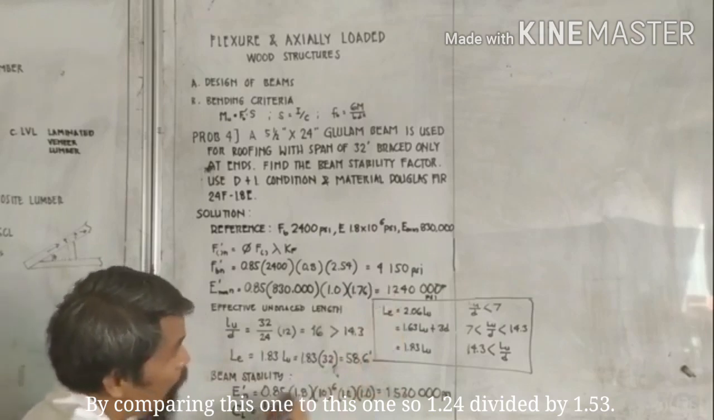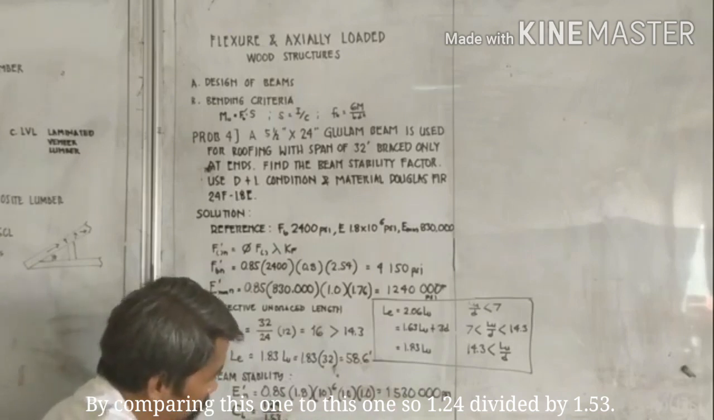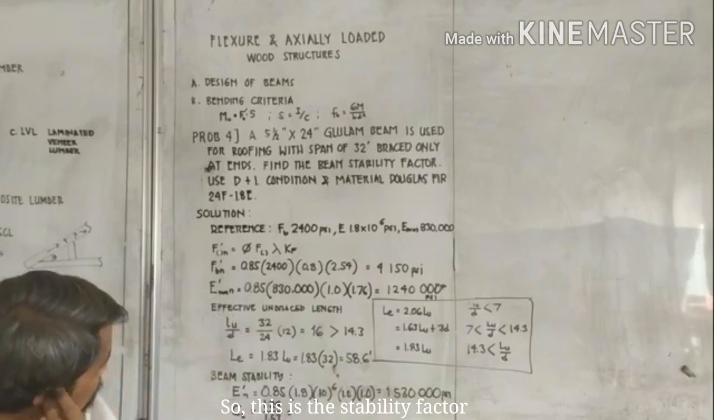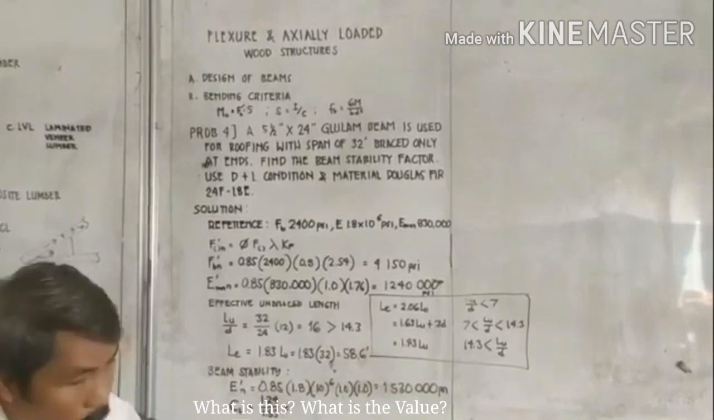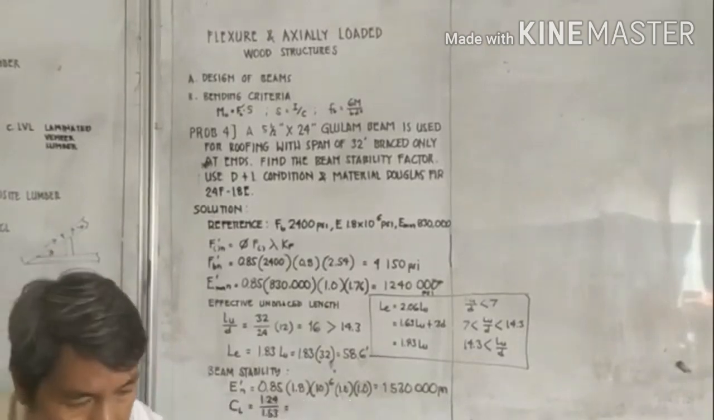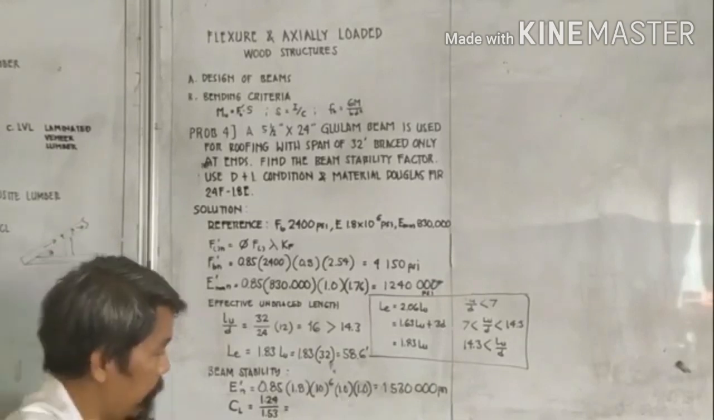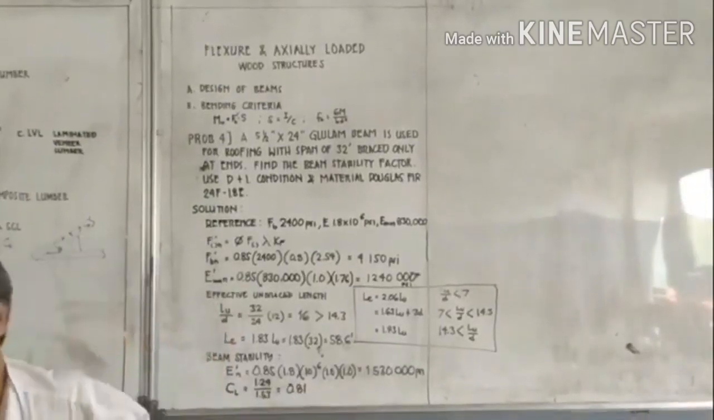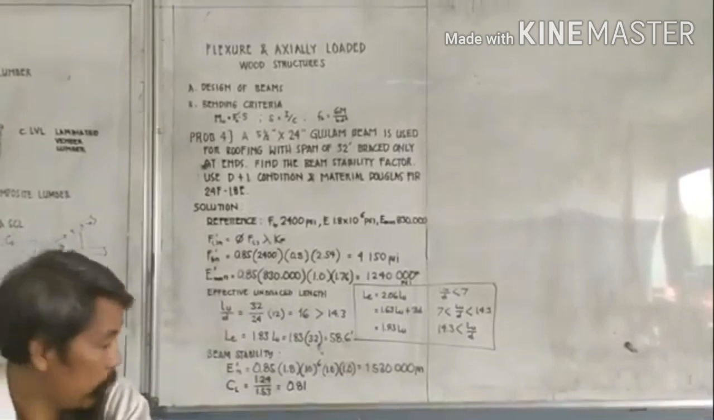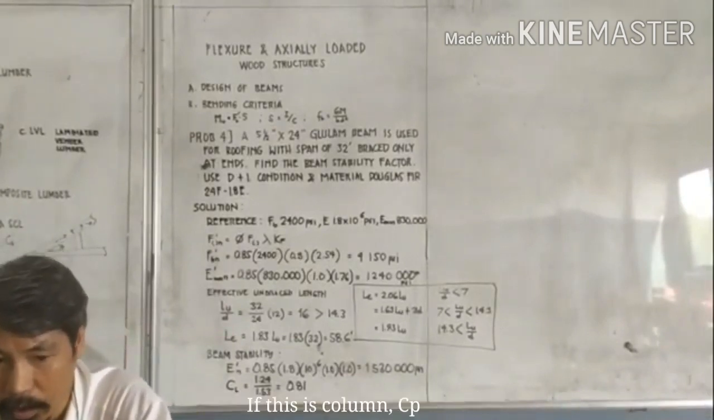So 1.34 divided by 1.53. So this is the stability factor. What is the value? 0.81. So that is CL, because we are beam application. This is column CP.